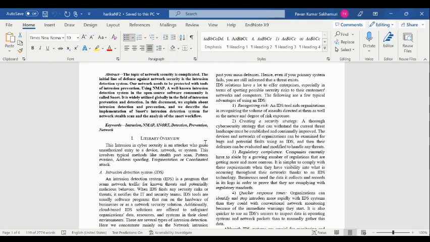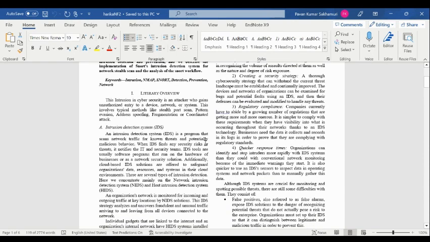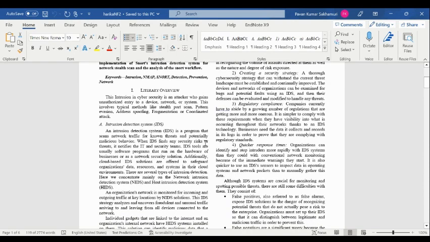Before we go to the working model, I want to explain what intrusion is and the detection and prevention methods we are following. Intrusion in cybersecurity is when an attacker gains unauthorized entry to a device, network, or system. This typically involves methods like stealth scans, pattern evasion, address spoofing, fragmentation, or coordinated attacks.